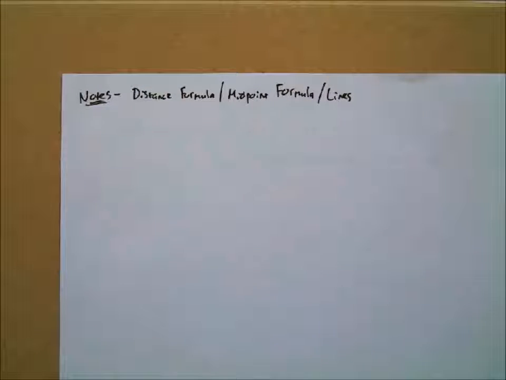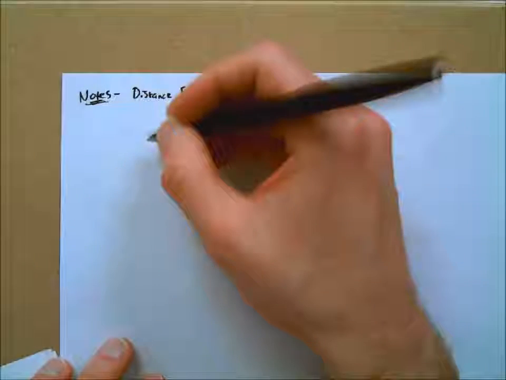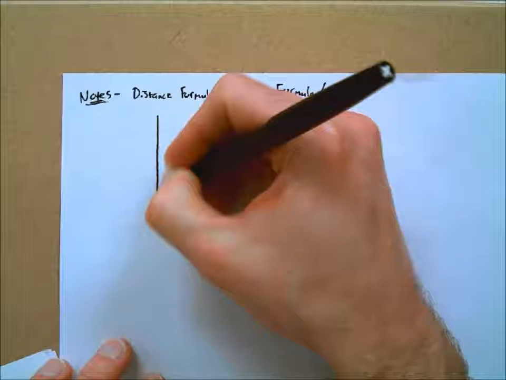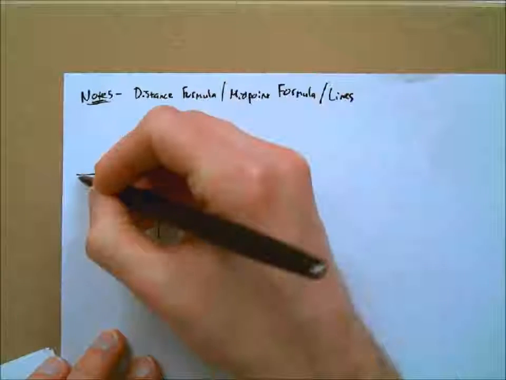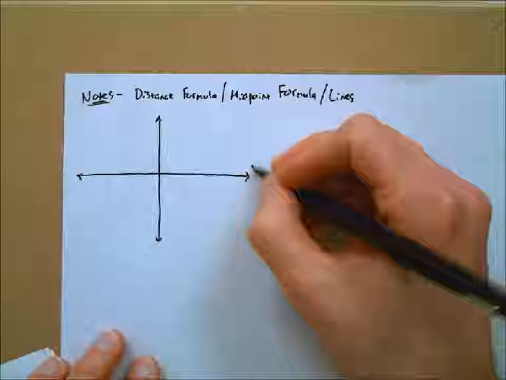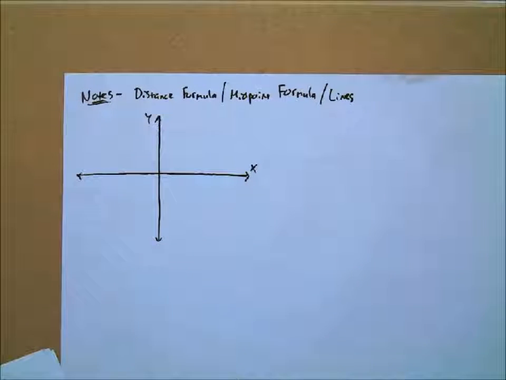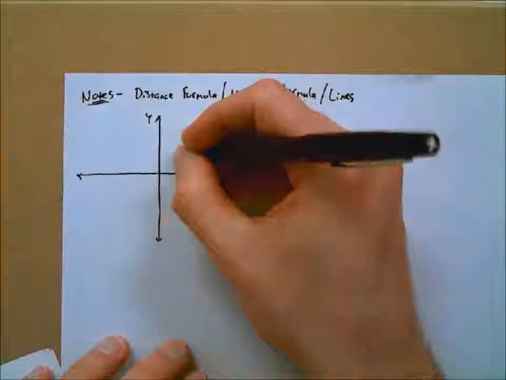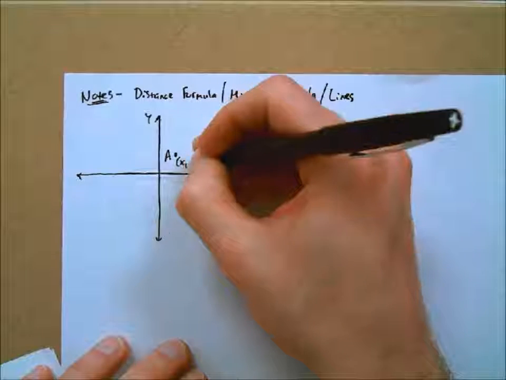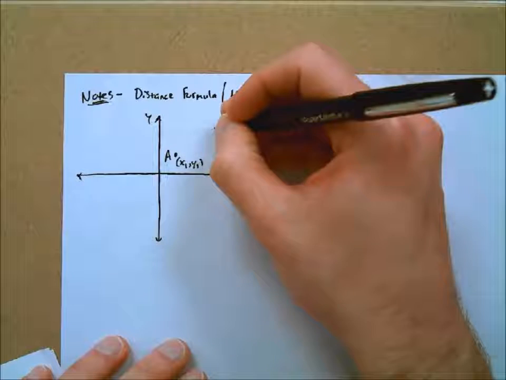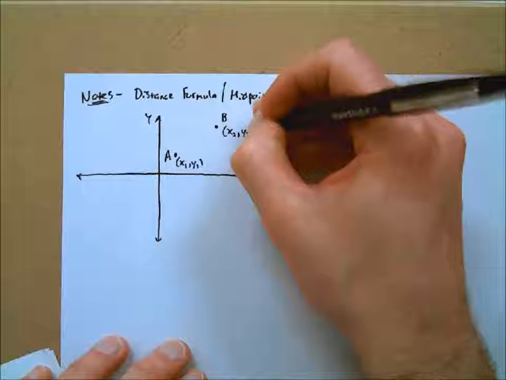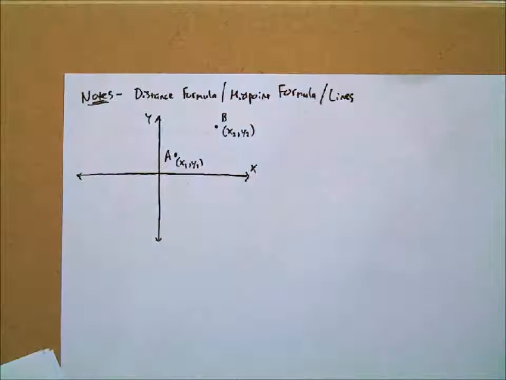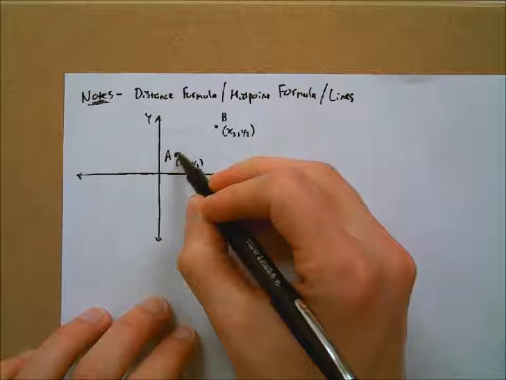All right, so let's jump right in first to the distance formula. Before I give you the actual formula, I'll refresh your memory a little bit about what the distance formula really is. It's the distance between 2 points in the coordinate plane. For example, if we have a point A that has coordinates x1, y1, and point B that has coordinates x2, y2, we want to find the distance from A to B.